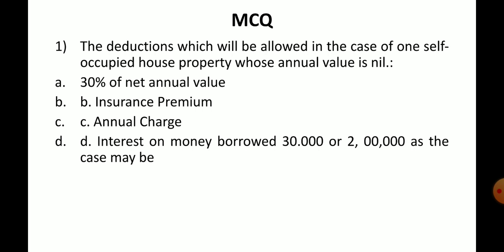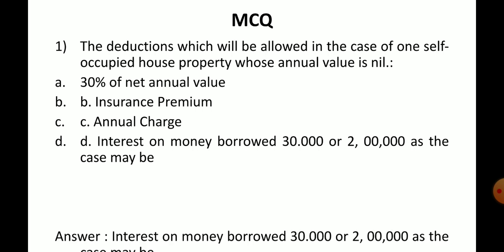We have already discussed the treatment of self-occupied property up to net annual value. Gross annual value will be nil, and net annual value also will be nil. From the net annual value, we are going to deduct only one thing, that is interest on borrowed capital. The standard deduction we cannot deduct. So the answer is going to be interest on money borrowed, 30,000 or 2 lakh as the case may be.